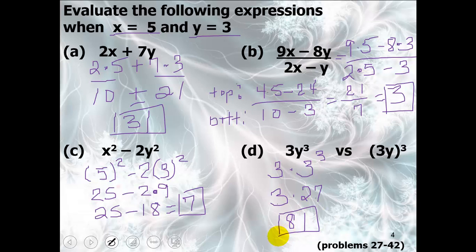Now here, on this one, 3y, and that whole thing cubed, I do 3 times 3, and then I'm going to cube that. So my order of operations says I have to clean up my parentheses first, right? So my parentheses is 9 cubed, and 9 cubed is 81 times 9 is 729, and there's the answer.